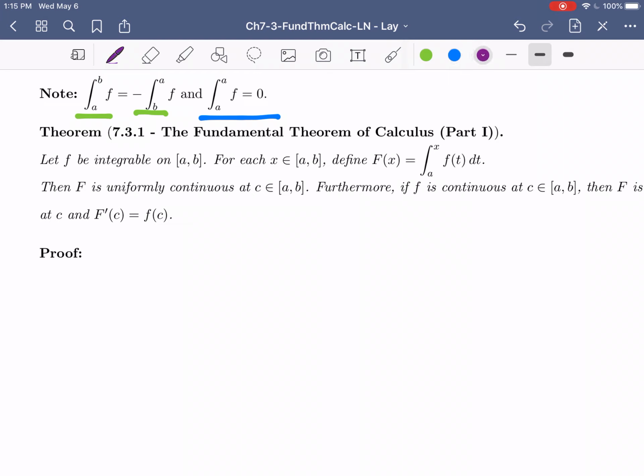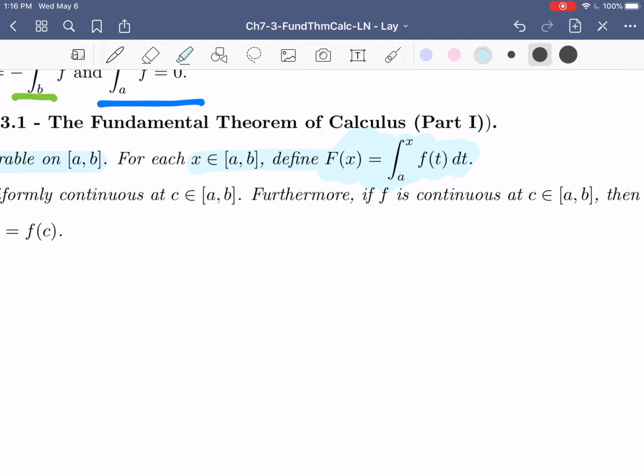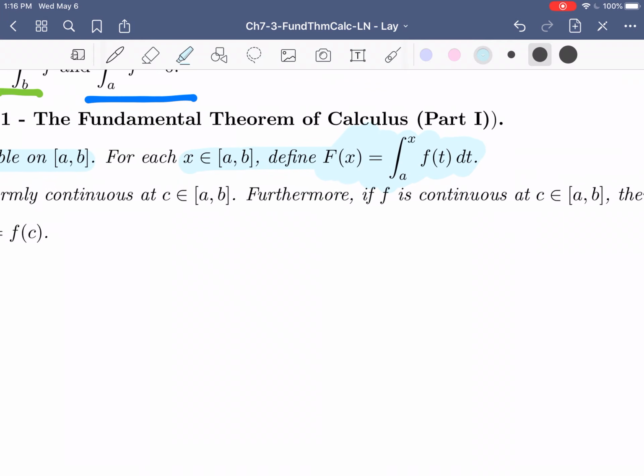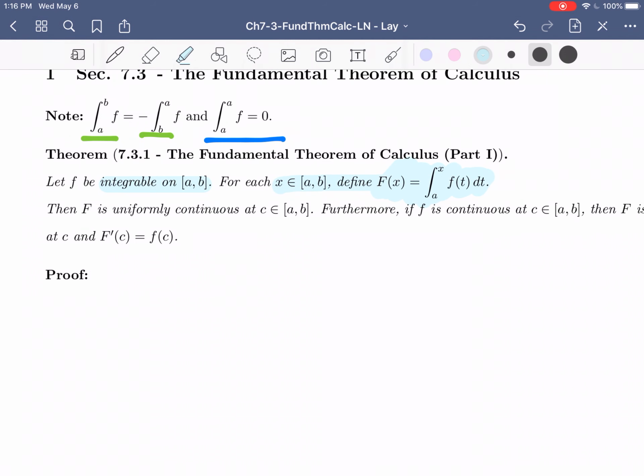This says, let f be integrable on the closed interval from a to b. For each x in a to b, we are going to define F of x to be equal to this integral from a to x, f of t dt. After we do that, then we are able to say that F is uniformly continuous at c in that closed interval.